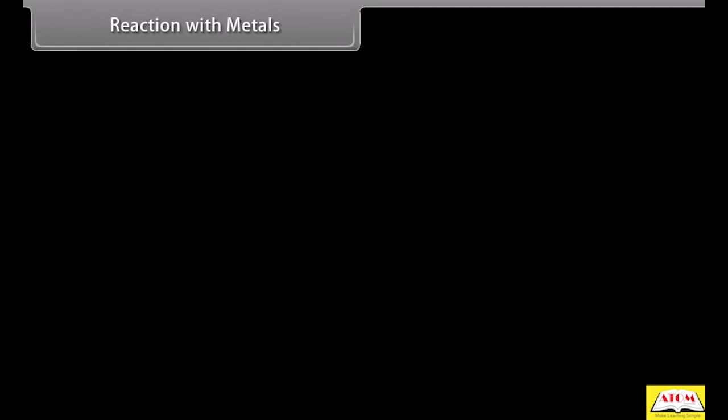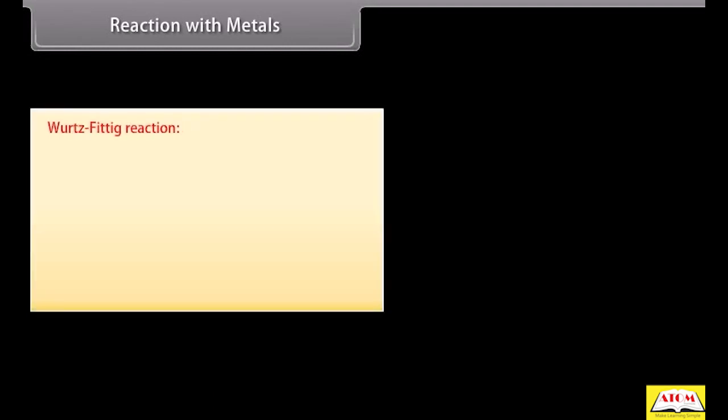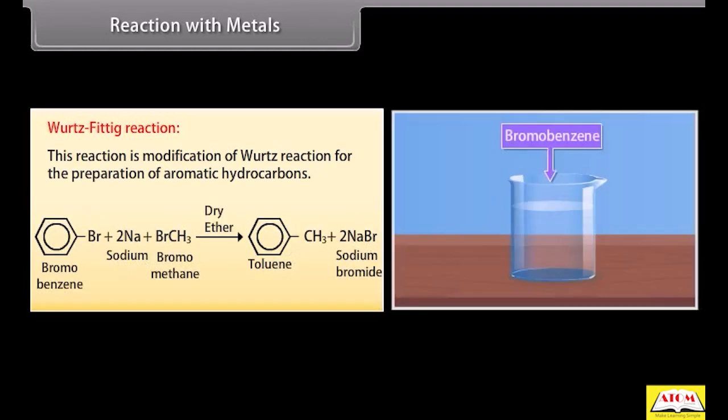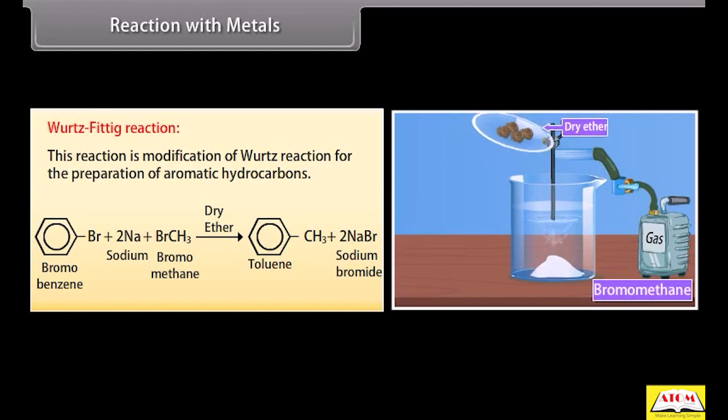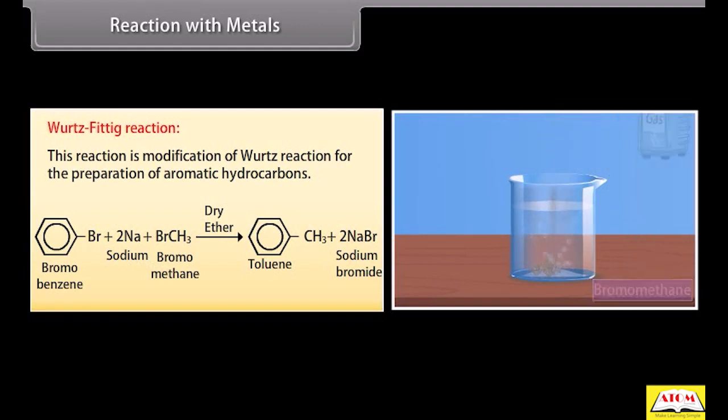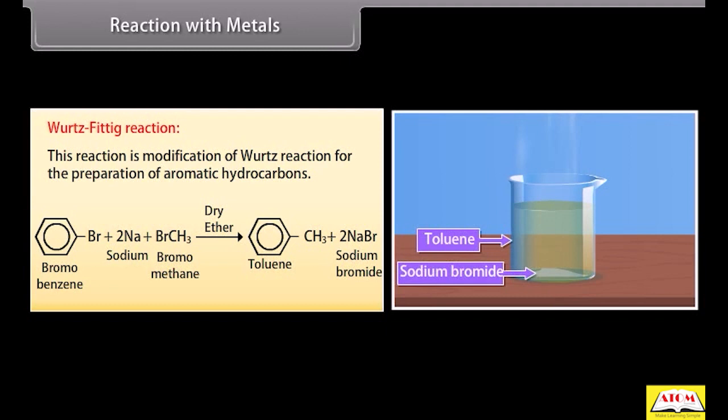Reaction with metals. Wurtz-Fittig reaction. This reaction is a modification of Wurtz's reaction for the preparation of aromatic hydrocarbons. In a solution of bromobenzene, add some sodium and bromomethane in the presence of dry ether, which reacts to give toluene and sodium bromide.